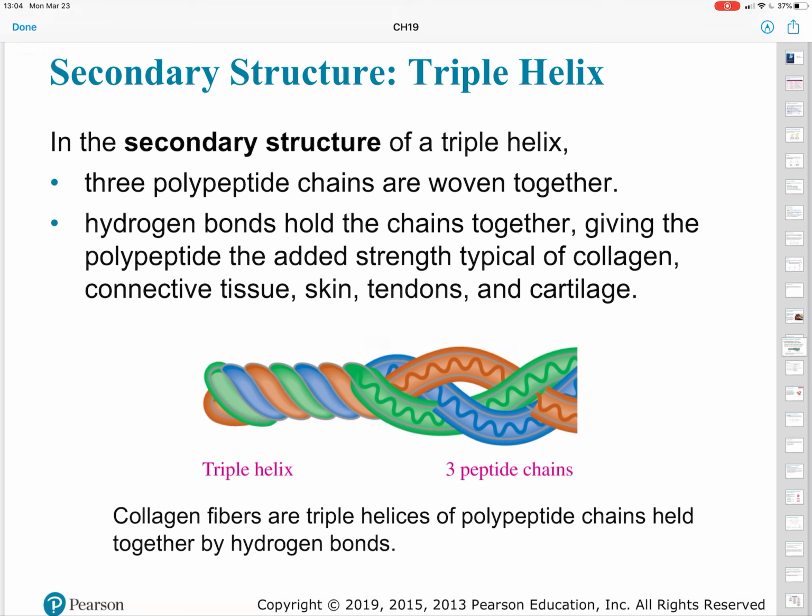Here's another secondary structure, probably the third one that is actually worth noting: the triple helix. This is pretty much characteristic of collagen. It's several helixes that are wound together into their own helix. So this is a really strong fibrous type protein. Triple helix is what this one was called.